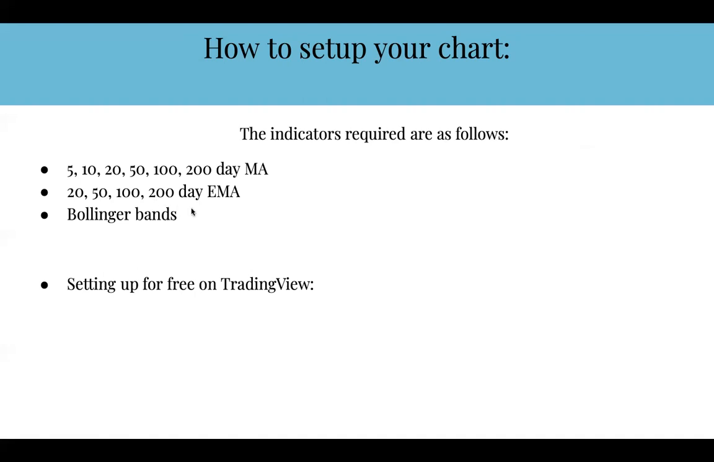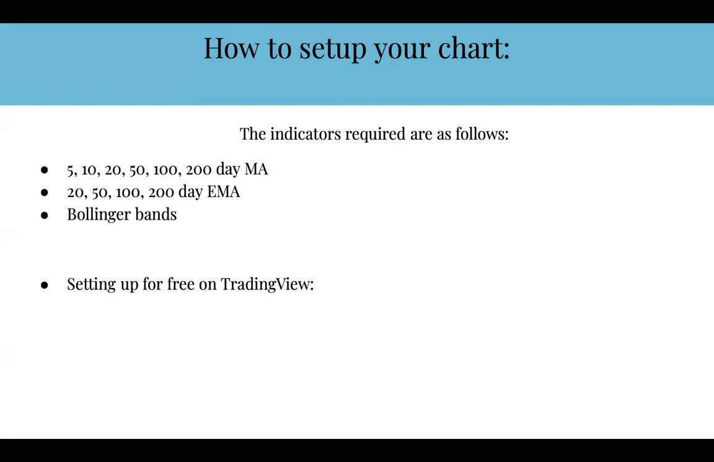And then to round it out, we're going to be using Bollinger Bands, which is really just two standard deviations above and below the 20-day moving average. Okay. Now, for any of you who use Thinkorswim, perfect. You're going to be able to put all of these indicators in for free.